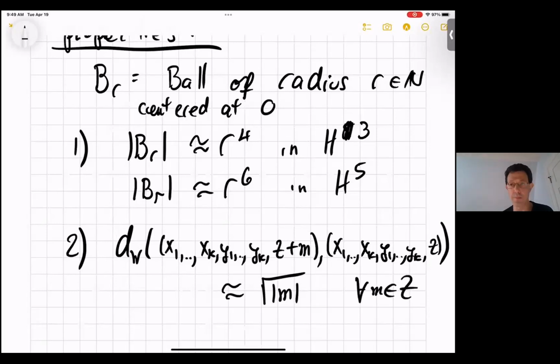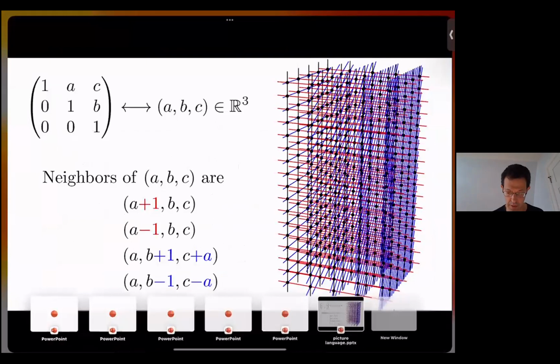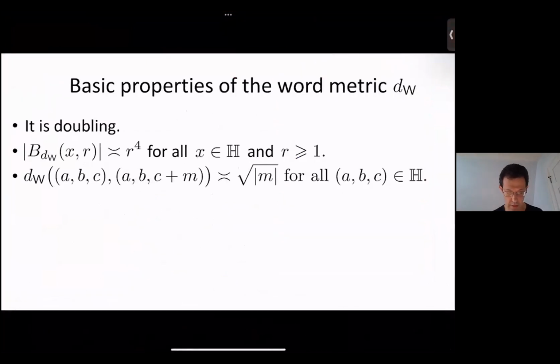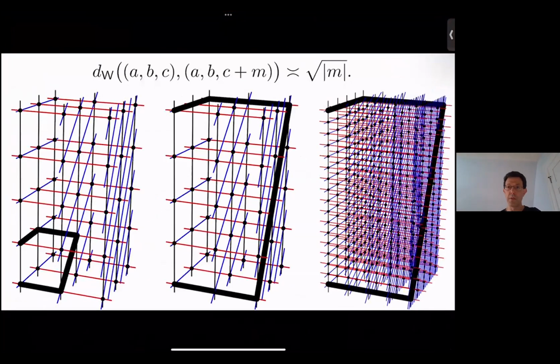Okay, so maybe I'll show again a picture. These are very basic things. Both of these things you can prove by induction from generators and relations. These are nice exercises to give to students to understand the geometry of this group. But again, let me show you the picture. I think I explained this is what I wrote. So this is what you see here.